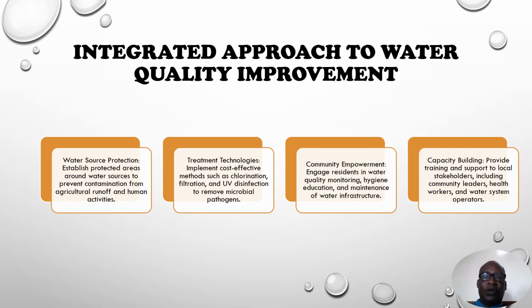So what are we going to do to ensure that there's an improvement in the quality of water that is available to our people that dwell in the rural area? One of the first things that can be done is to protect what they already have, which is called water source protection. And that's to establish an environment around their sources of water that is protected from contamination.